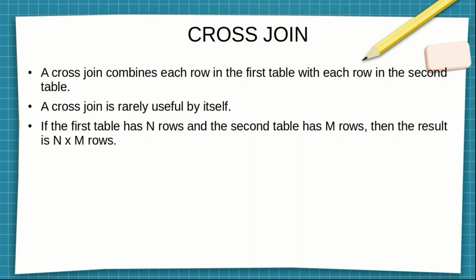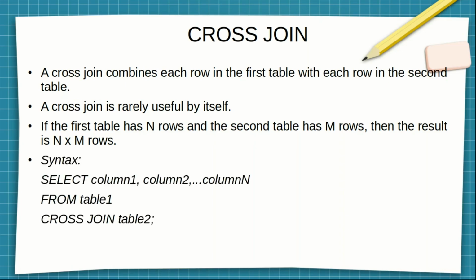The result of cross join can be very large and expensive. If the first table has n rows and the second table has m rows, then the result contains n into m rows. For example, if the first table has 100 rows and the second table has 1000 rows, the result set will contain 100,000 rows. This is the syntax that is used to perform cross join operation.